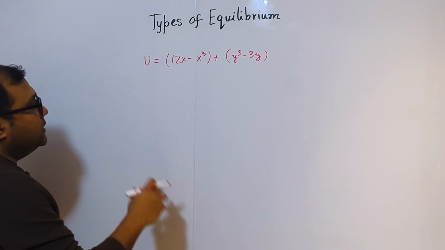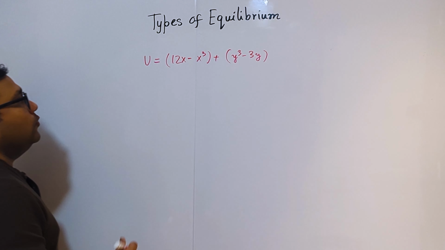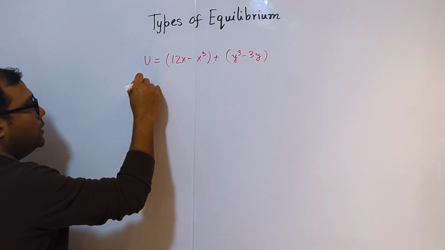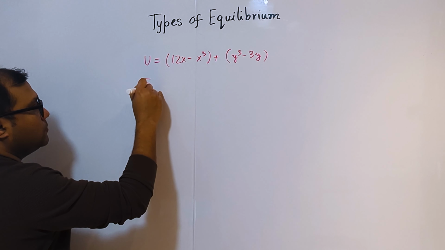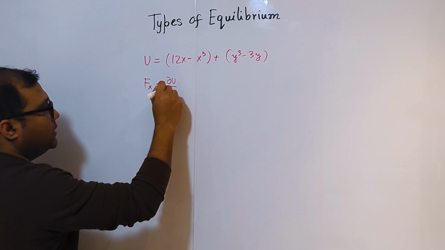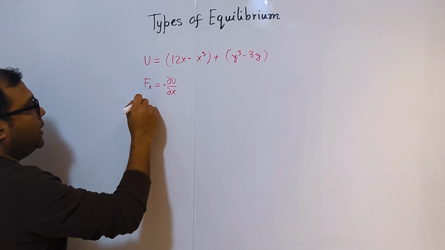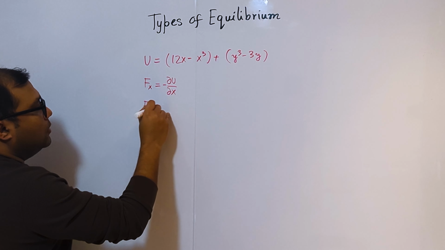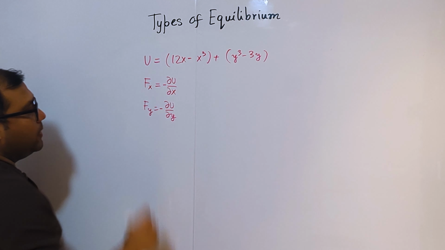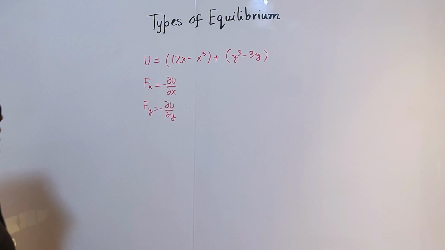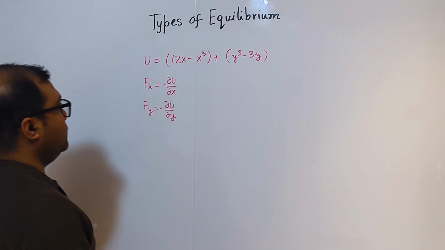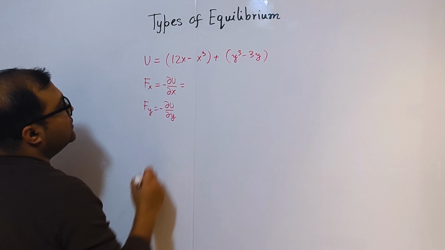Okay. So in this case, we have to use partial differentiation. So what we will do is we'll find out fx is minus del u/del x and fy as minus del u/del y. Okay. And the position of equilibrium is when both fx and fy are 0.